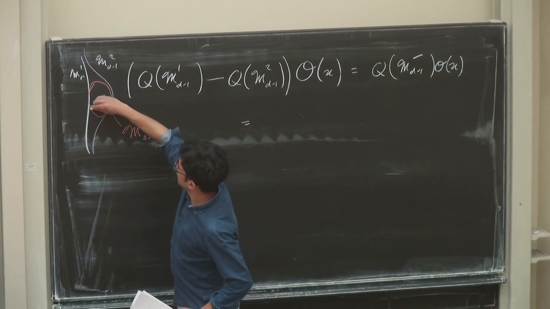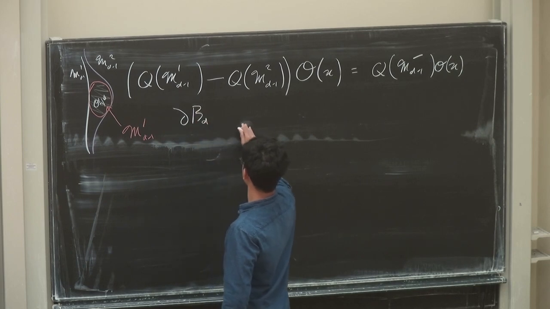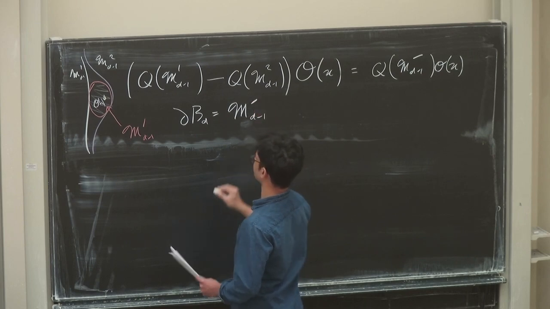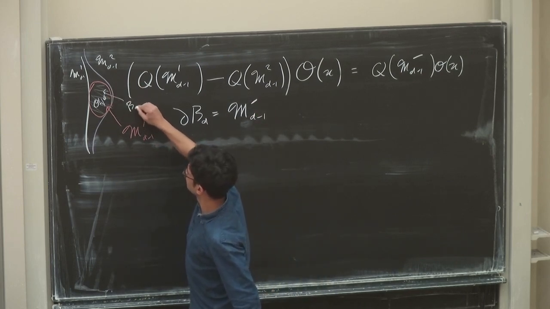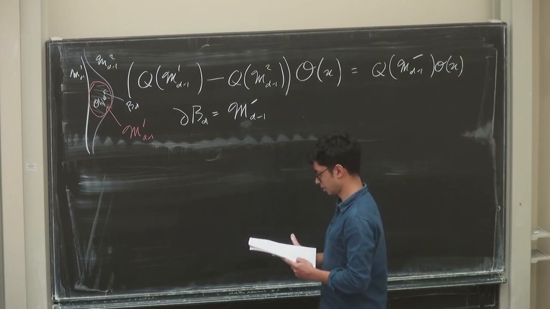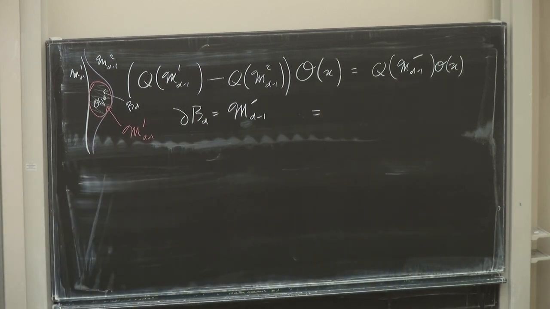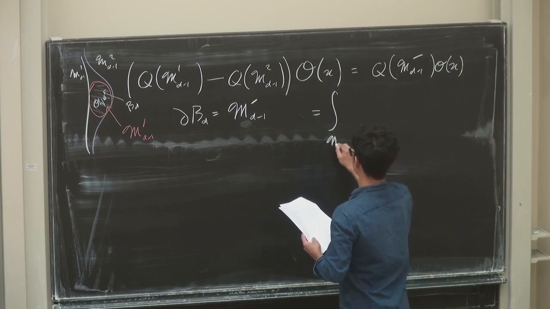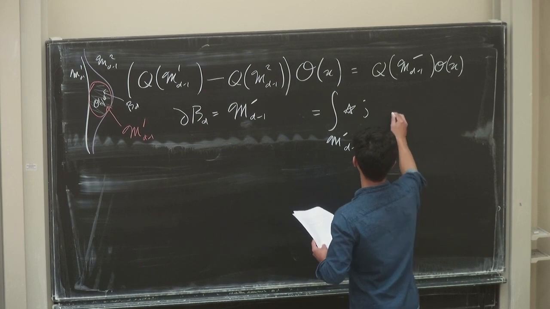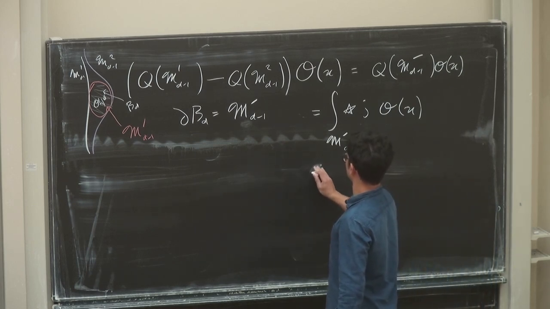And now, let me call the interior of this thing B_d. So in other words, B_d is the interior, so ∂B_d is equal to M'_{d-1}. The inside is B_d, a d-dimensional subregion whose boundary is this ball. All right? So now there's something quite useful I can do. First of all, I take my definition of Q. Q is the integral of star j over the outside of this ball. So this is the integral over M prime d minus 1 of star j, O of x. And now, let me take this here.